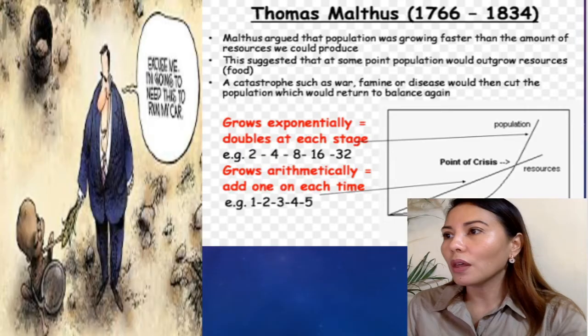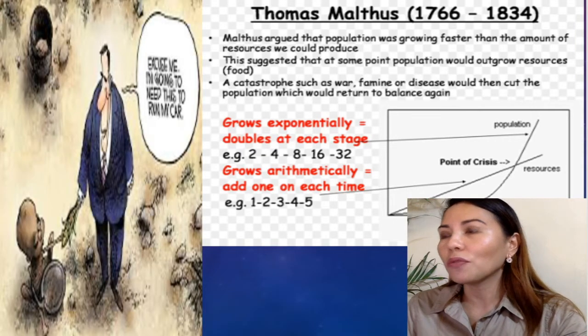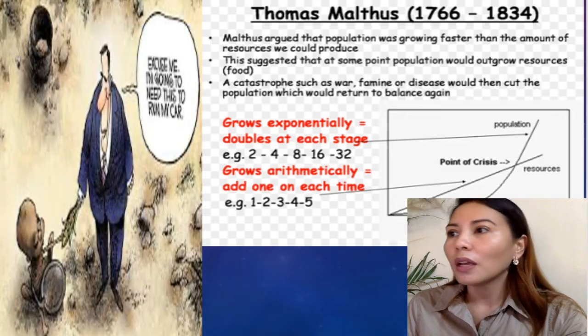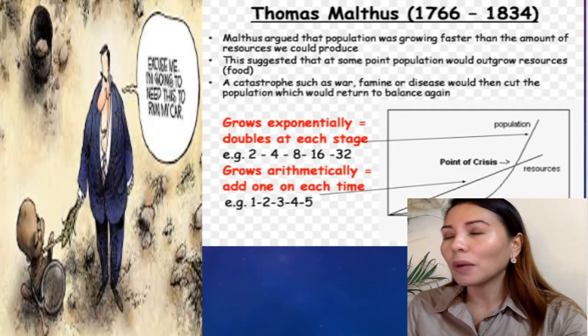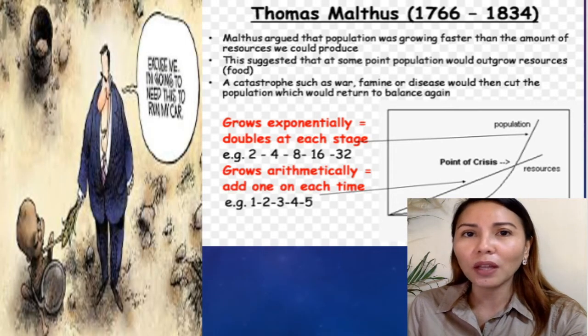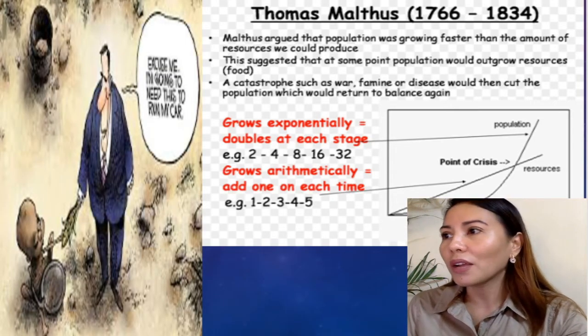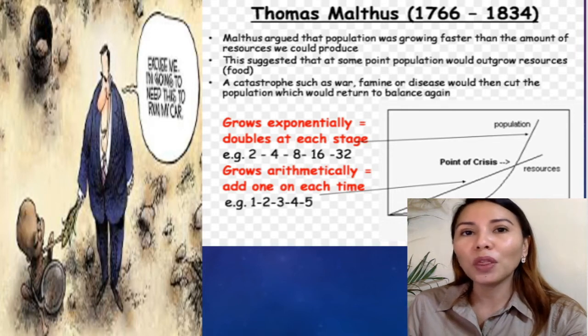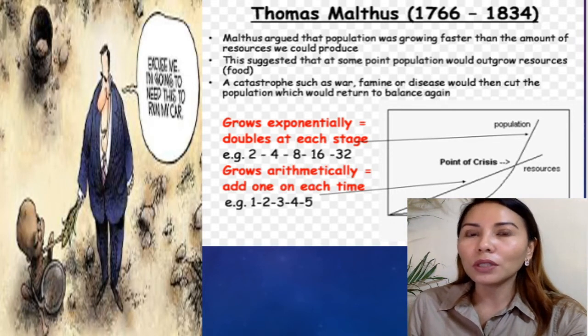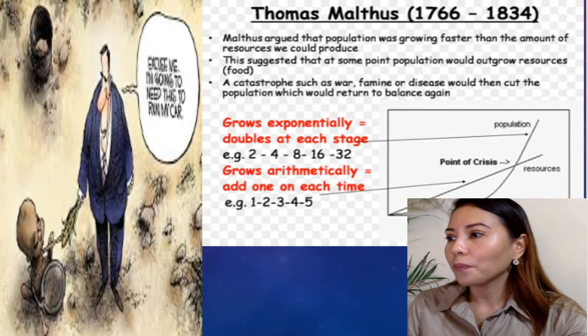Malthus argued that population was growing faster than the amount of resources we could produce. He suggested that at some point population would outgrow resources and that would be catastrophic. There would be conflict and war and famine and diseases, which would then level the population growth and it would then return to balance.